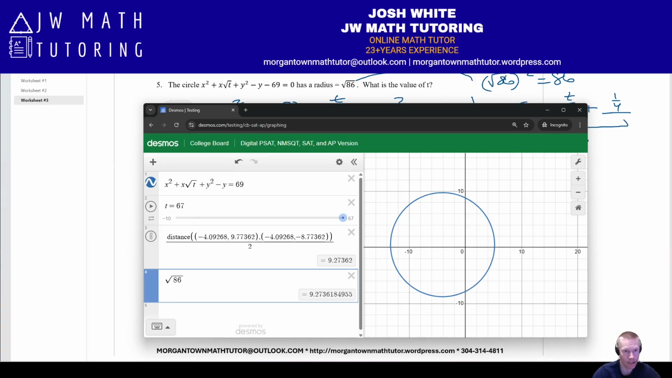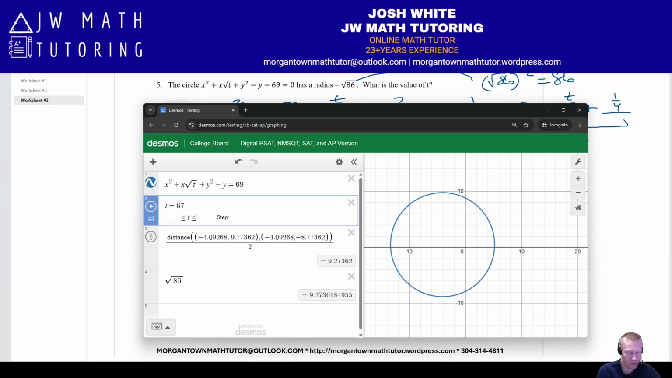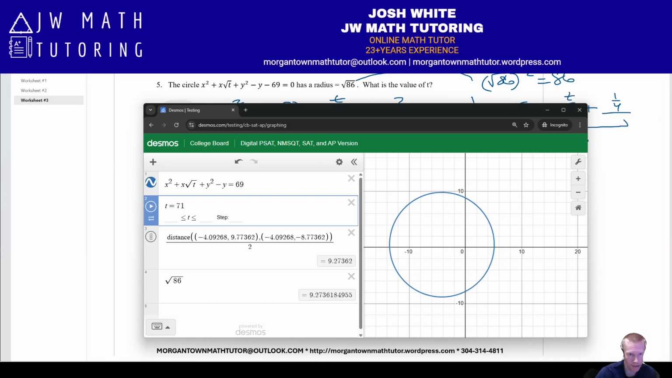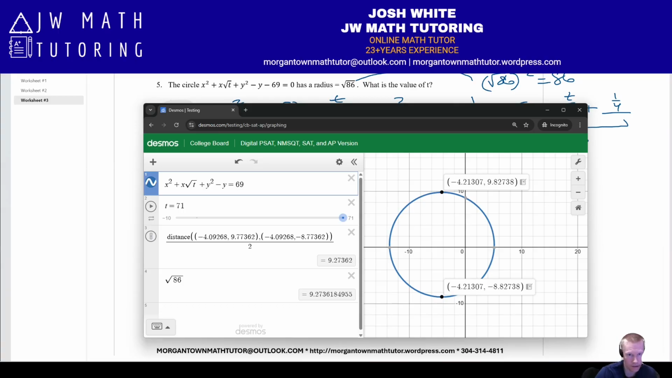If you tried any of the other answer choices, like for example, the answer choices that were given for this were 71, 73, and some other things. Like if you tried, for example, 71, if you notice here, the numbers are slightly different. And so let's just see.